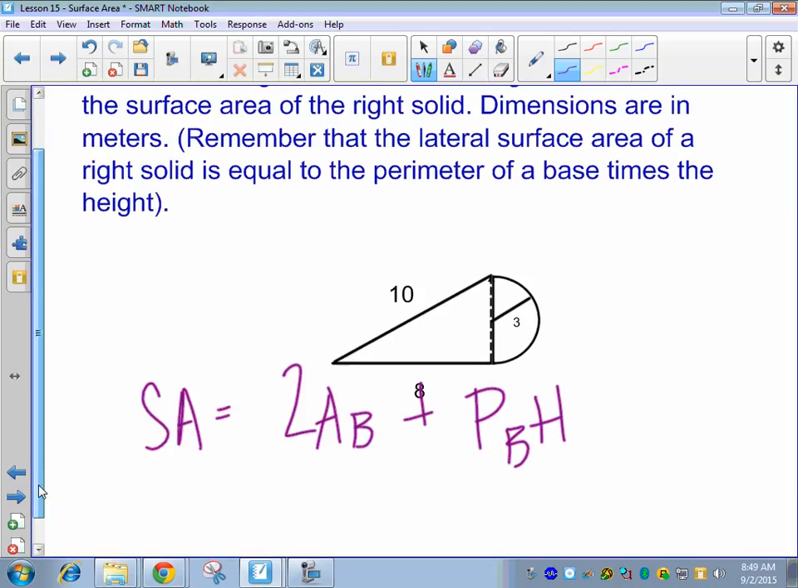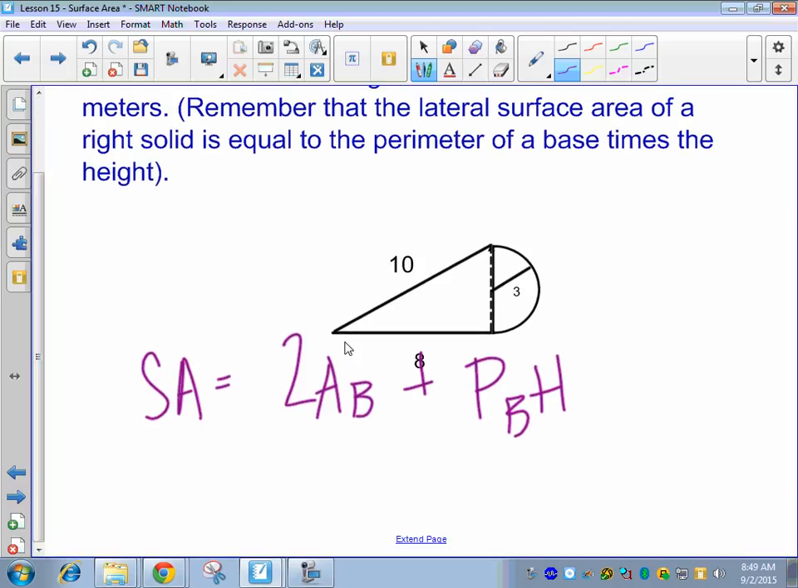Okay, so now we have a little bit more of a confusing area of the base, right? Because we have two sections. We have this section, which is like a triangle, and then we have this section, which is not a full circle, but a half circle. So I want you guys to be really careful. This is where a lot of people get tripped up. We have a half circle, not a full circle.